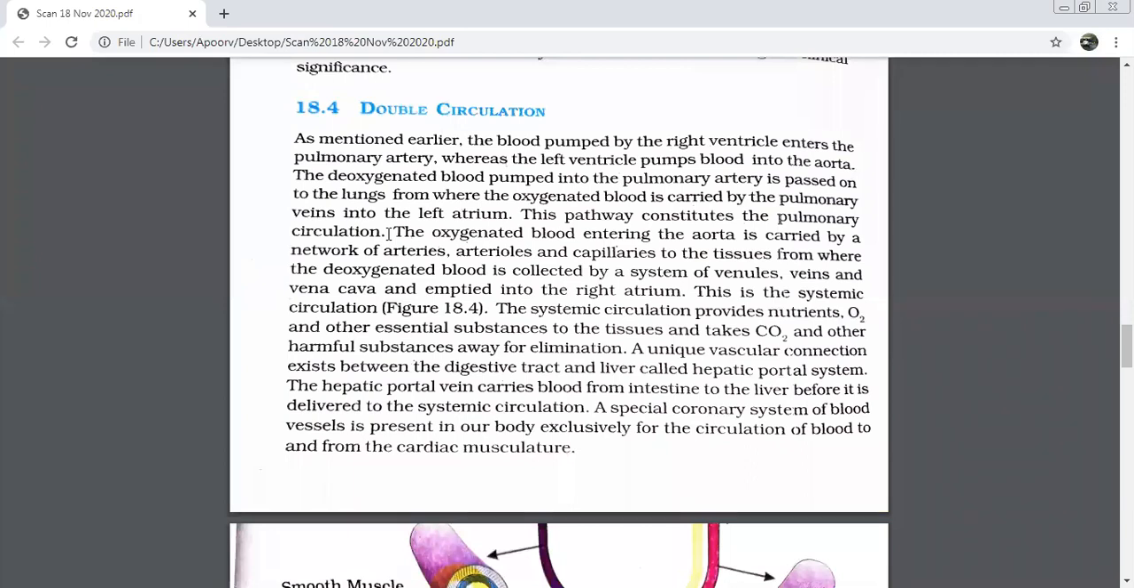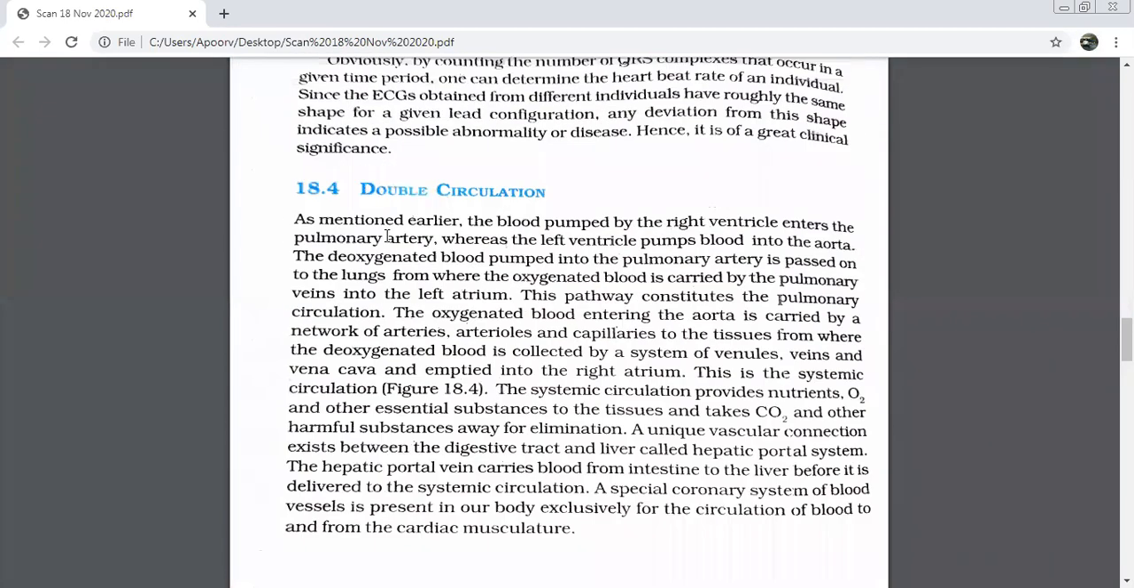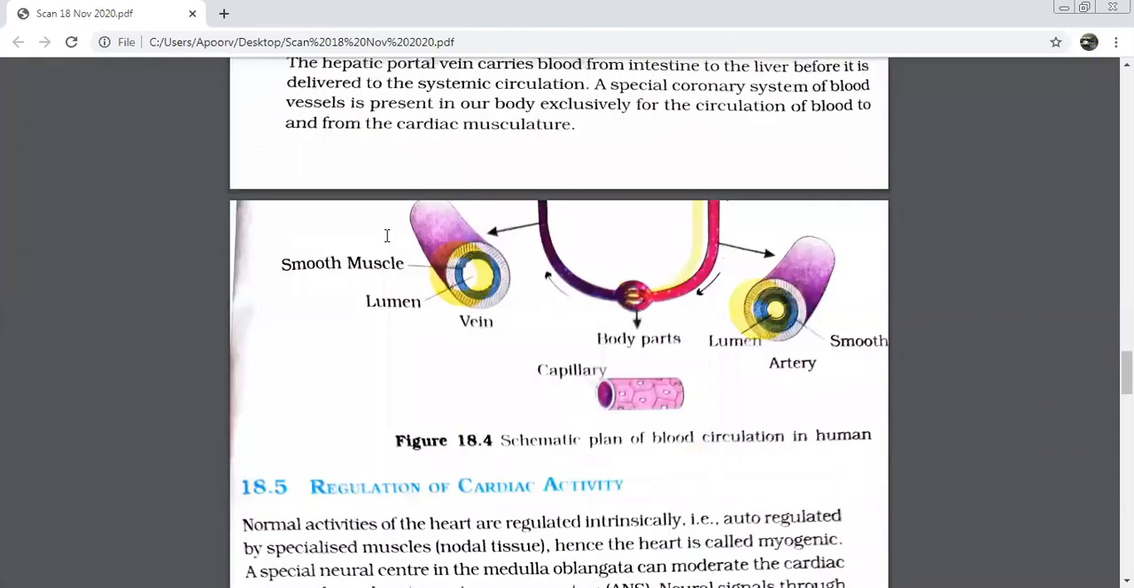Okay. Last sentence. A special coronary system of blood vessels is present in our body for circulation of blood to and from the cardiac musculature. We have a very special coronary system, which is known as what system? What is it basically called? It is the cardiac system. Very special system is there.